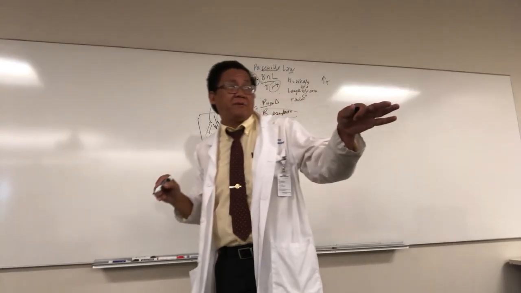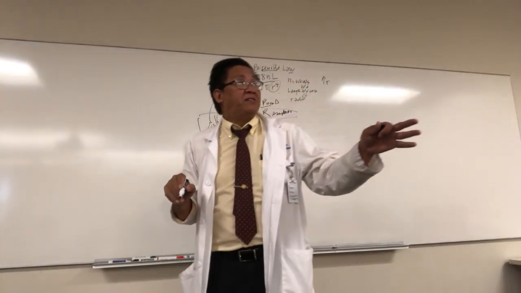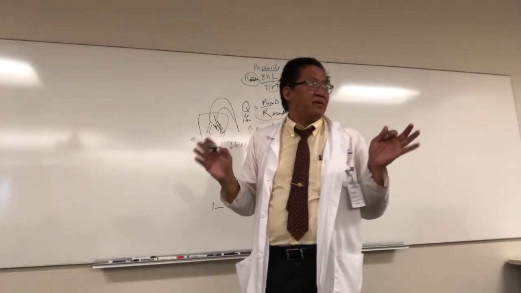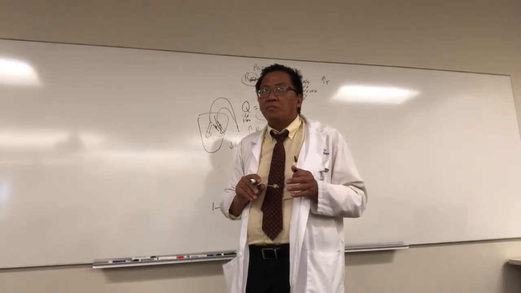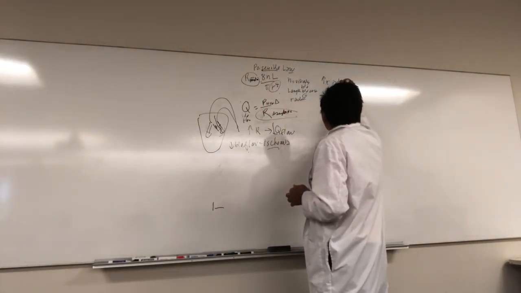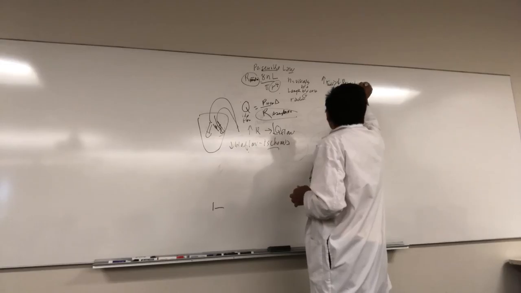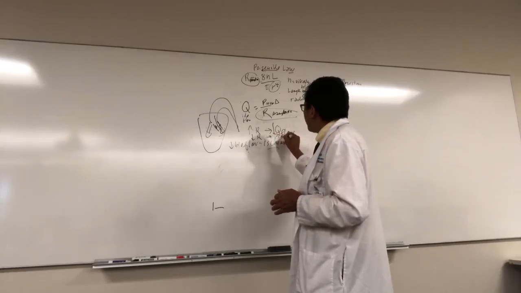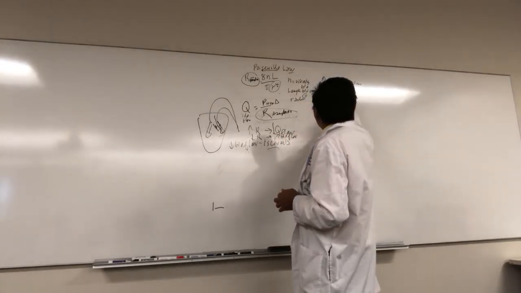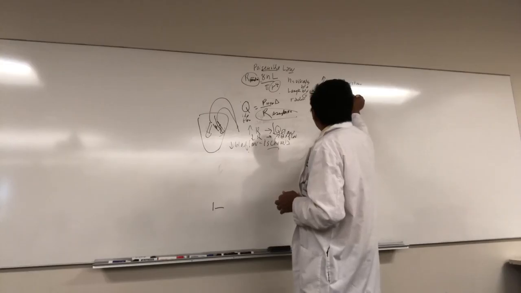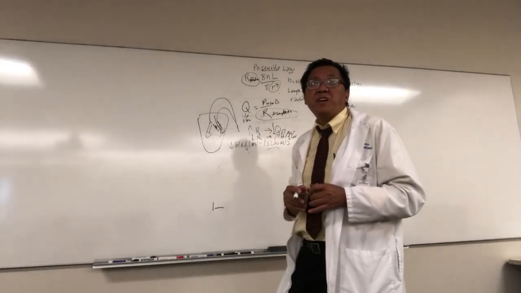What page is this in the book? Can anybody tell me? Go ahead, take a look, so that you can say that I'm not talking about something that's not in the book. So if you increase radius, what happens to resistance? Decrease. Increase radius, decrease resistance. And if you decrease resistance, what happens to the blood flow? Blood flow will increase.